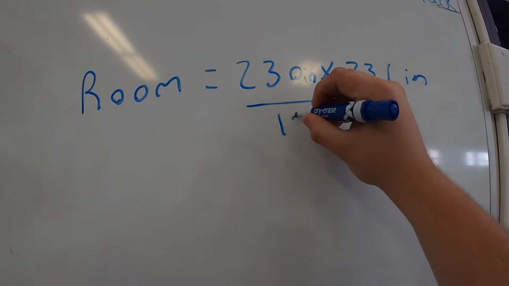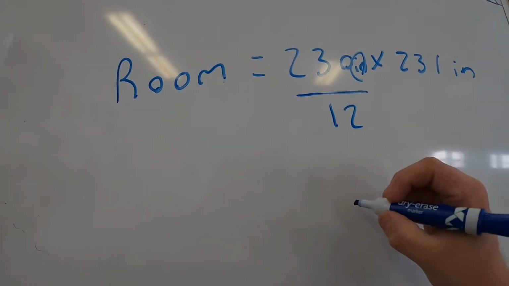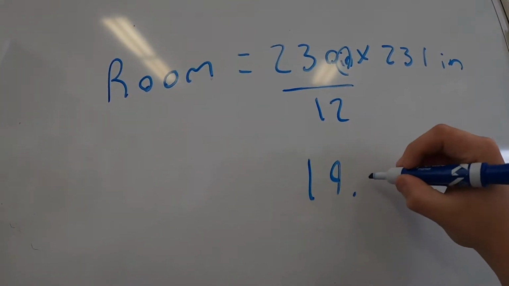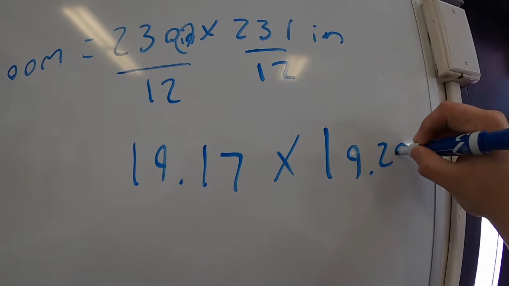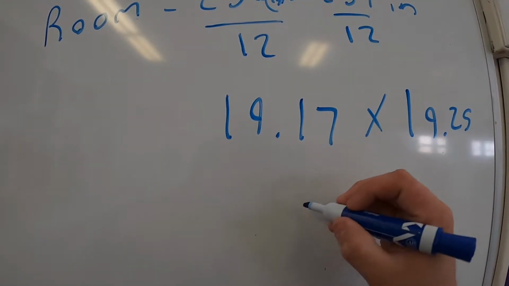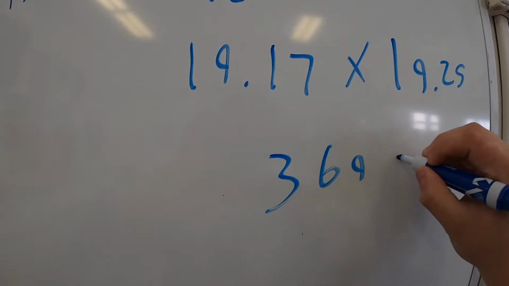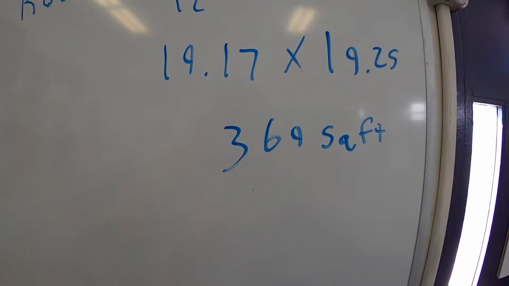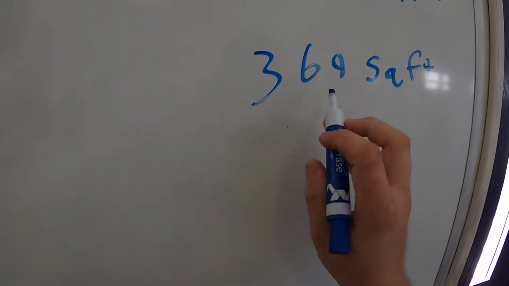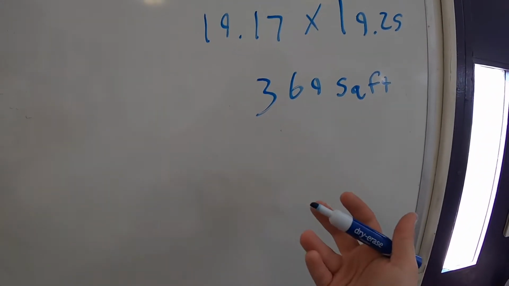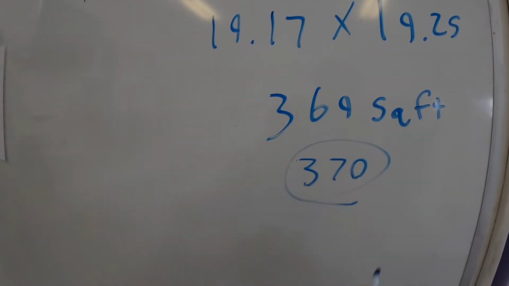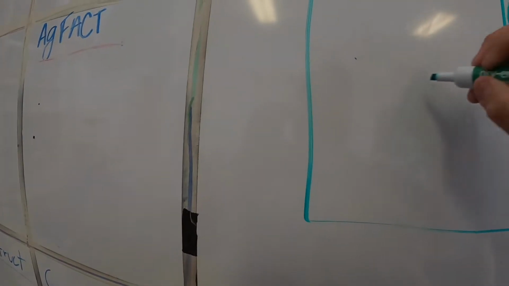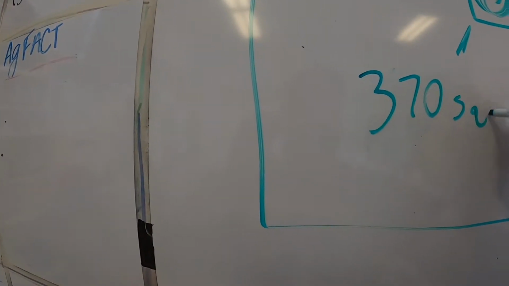So if we take this, divide by 12, because we need to get this into feet, right, we are going to get 19.17. Multiply that by 19.25. And this will give us 369 square feet. And some change, but we're going to round it to the nearest whole number. So to be safe and to kind of make this a little bit nicer, let's just round it up to 370, right? Make everyone's life a little nice. So we go over here, we know that this is 370 square feet.